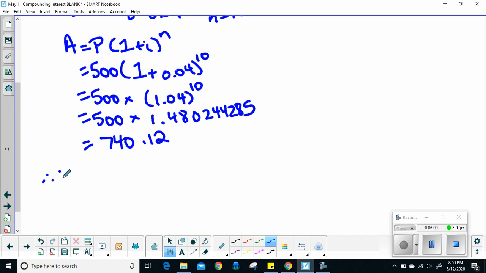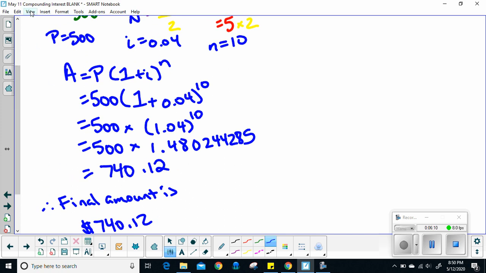But there you go. Therefore, the final amount is $740.12. Ta-da! Look at that. It's gorgeous. Okay, so let's try it with another one.